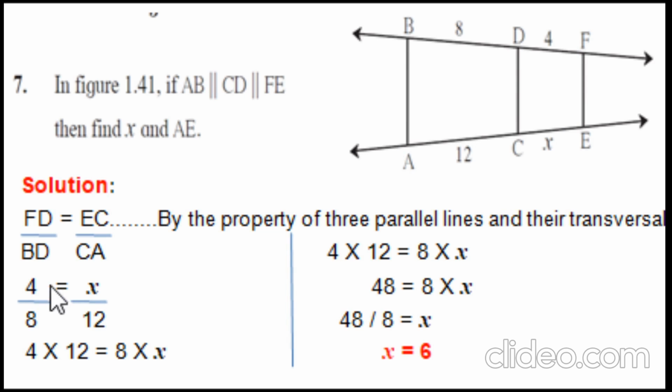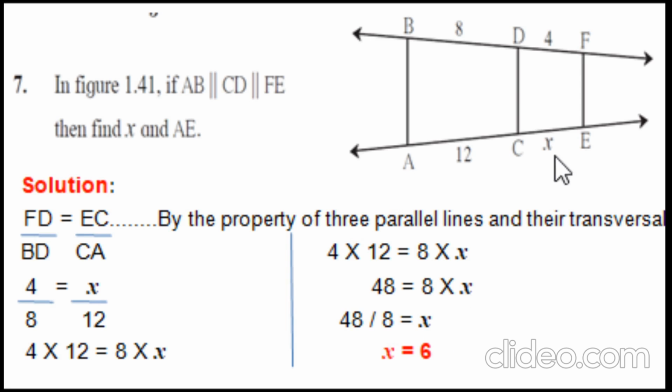Now put values: FD 4, BD 8, AC X, AC 12. Then cross multiply. 4 into 12 is equal to 8 into X. 4 12s are 48 is equal to 8 into X. So X is equal to 48 divided by 8, and that is X is equal to 6. Now X is equal to 6, but we also have to find out AE.